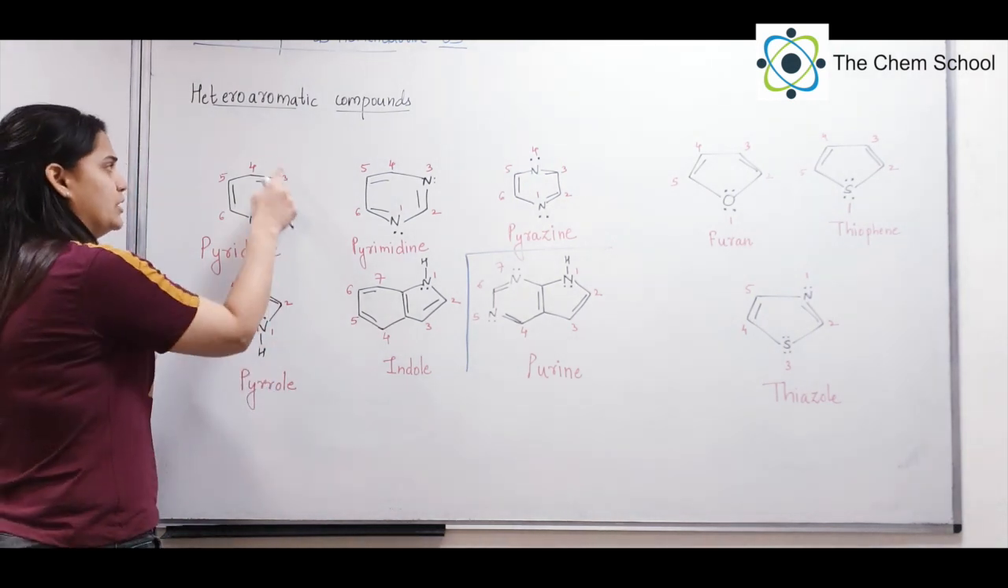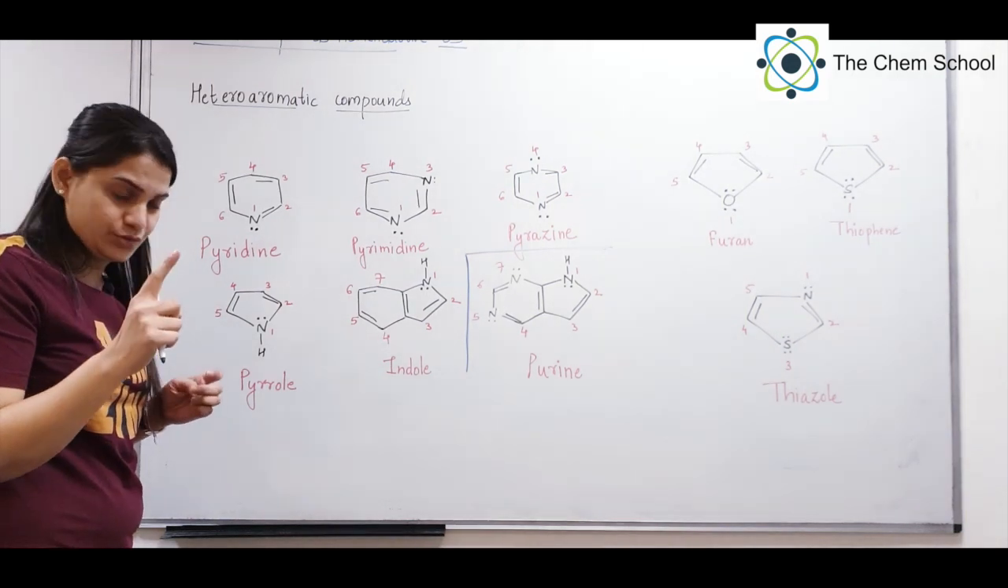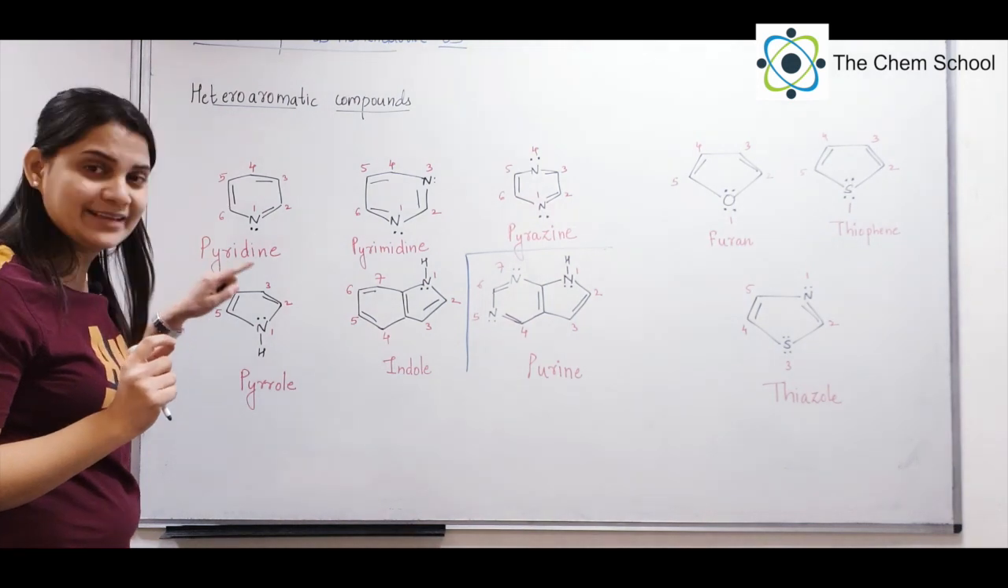So it is 2, 3, 4, 5 and 6. So a 6-carbon ring with 1 nitrogen is called pyridine, right? Have a look at the next one.